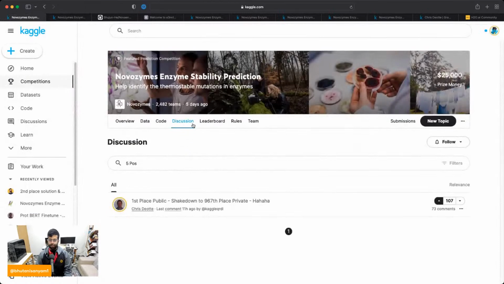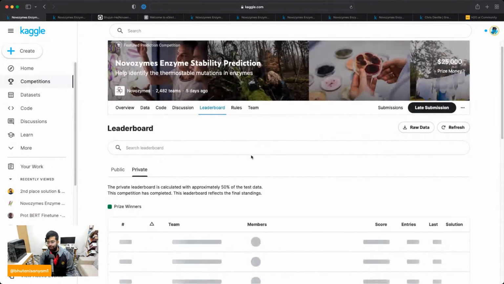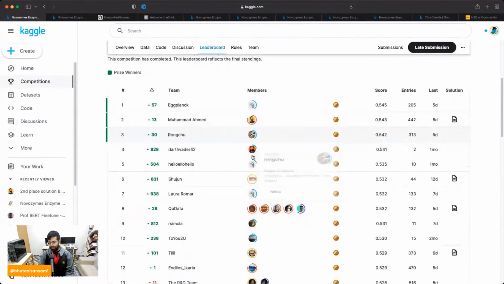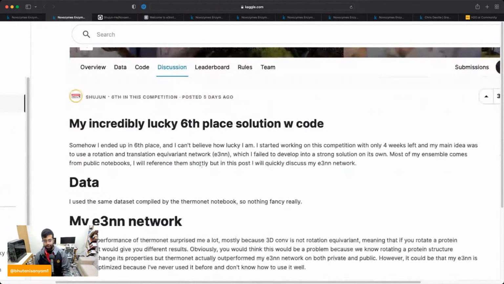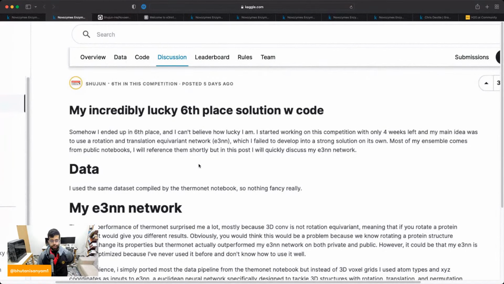I'm trying to cover all the solutions that have been published. Some, as you can see, weren't. So we'll only cover the ones that were published, of course. I don't think the seventh place had shared their solution as well. So I'll continue. Shujun is also a legend in the Kaggle community.